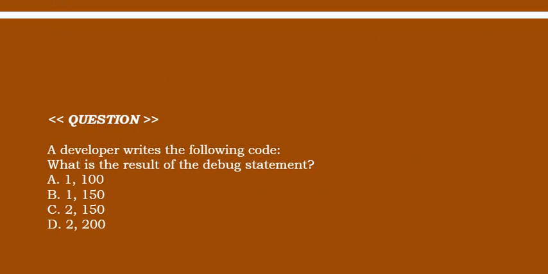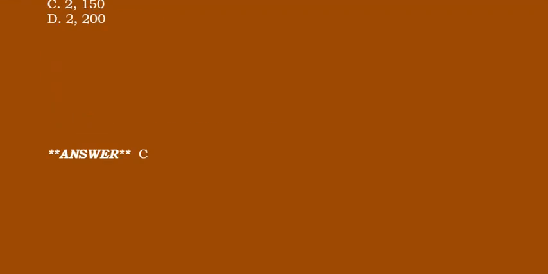Next question is, a developer writes the following code. What is the result of the debug statement? Option A 1100, option B 1150, option C 2150, option D 2200. Correct answer is option C.